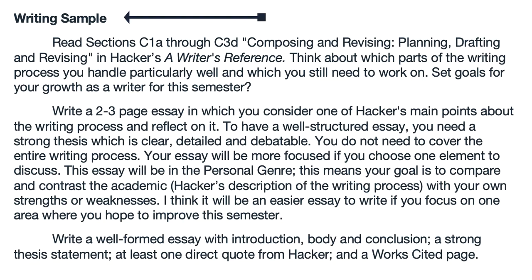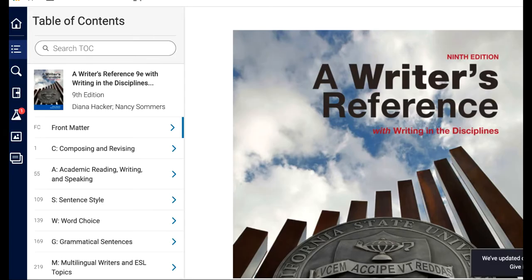So, to write this essay, you're going to need to go into Canvas, go to IA Bookshelf, find the textbook, A Writer's Reference. You're going to open that up. You're going to read 3 parts of A Writer's Reference. Sections C1, C2, and C3. They're all entitled Composing and Revising.